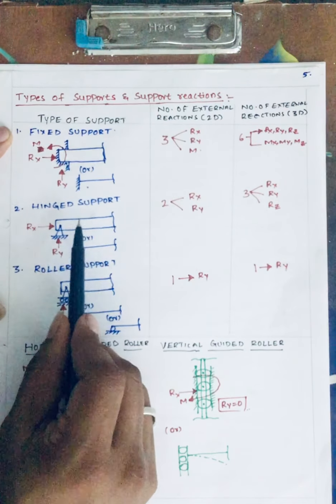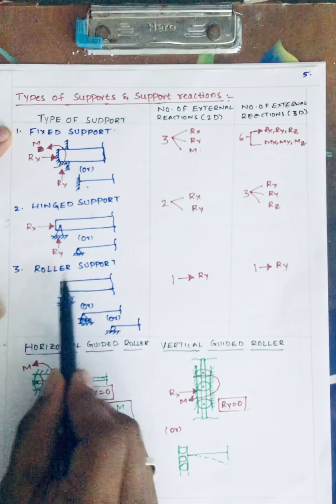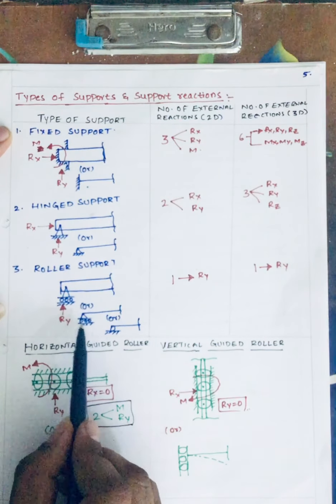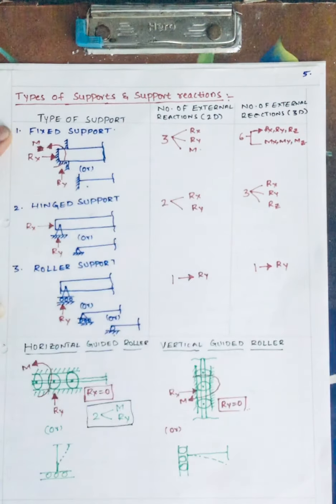This fixed support, we can idealize it like this. And second one is a hinged support. So I can idealize this as this hinged support. And third one is roller support. So I can idealize this roller support either like this or like this in our structure analysis. So these are the idealizations.